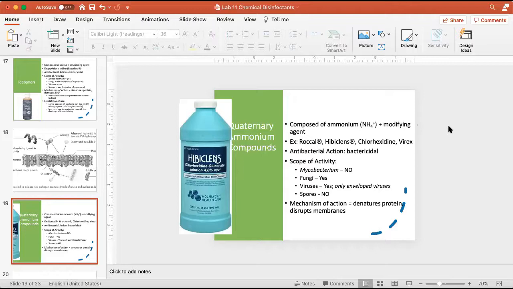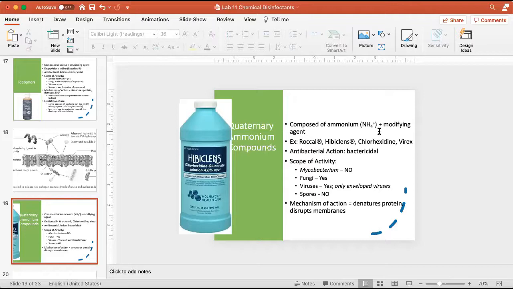The key thing about the name is that word ammonium. Ammonium is an ion. The structure of ammonium is NH4+. And just like we saw with the iodophores, quaternary ammonium compounds are a combination of chemicals. It's the ammonium ion that's been added with a modifying agent, something that's going to stabilize the ion, because it's the ion that's going to do the work in this compound.